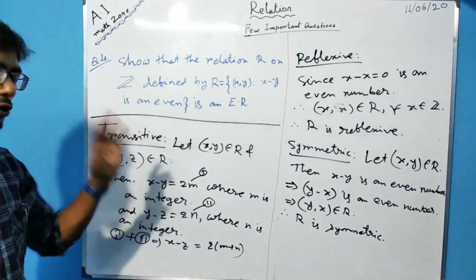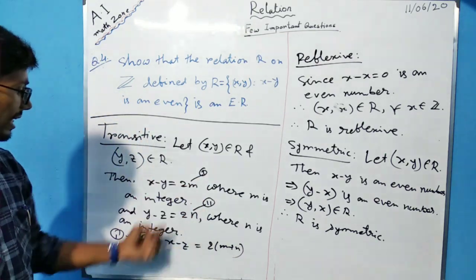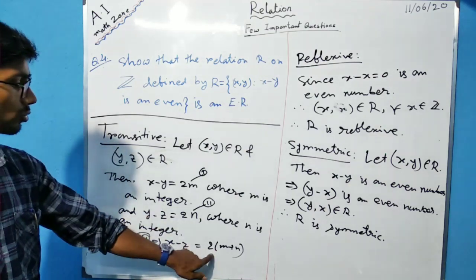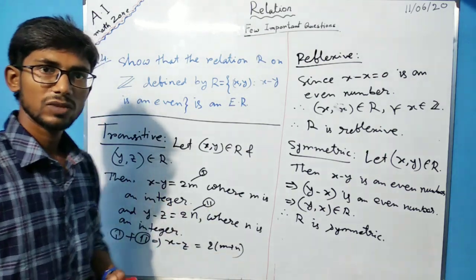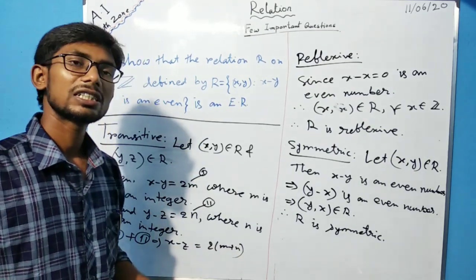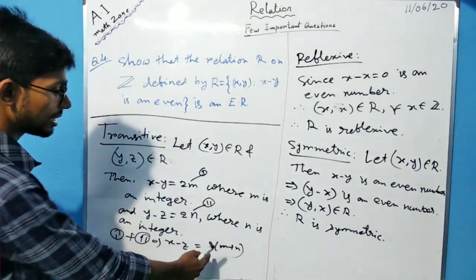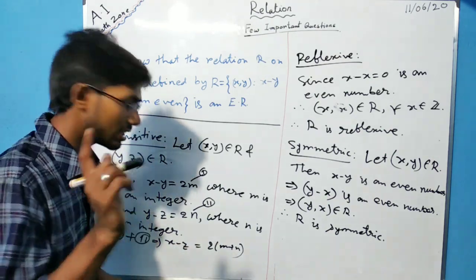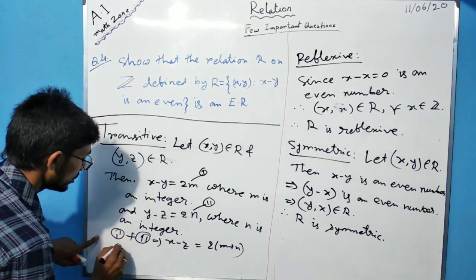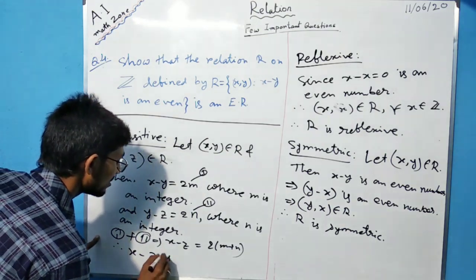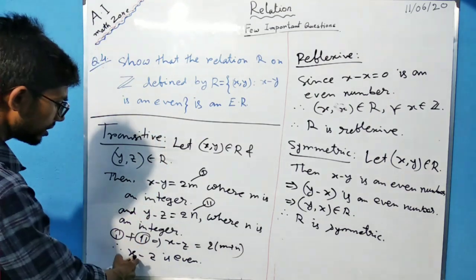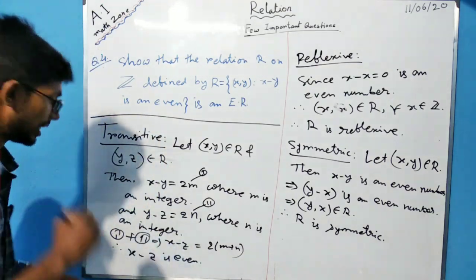अब चलो 1 और 2 को ऐड करते हैं. So if we add 1 and 2, then we will get y cancel. So x minus z equals to 2 times (m plus n), right? क्योंकि ये दोनों इंटीजर है तो उसका एडिशन भी इंटीजर होगा. So 2 times इंटीजर एक इवन नंबर होता है और 2 into (m plus n) is even number. That means x minus z is an even number. Therefore x minus z is even. Therefore (x, z) belongs to R.